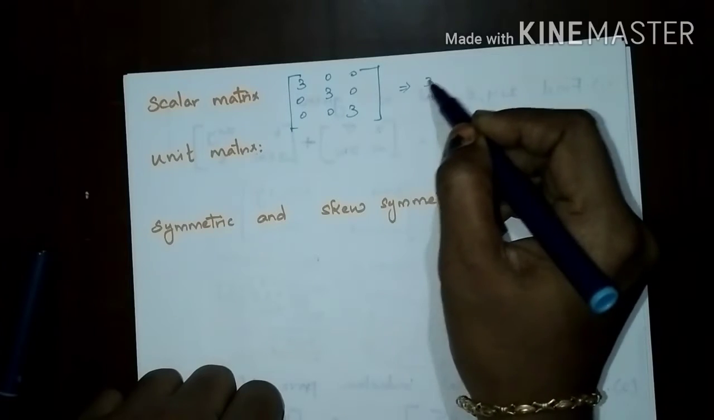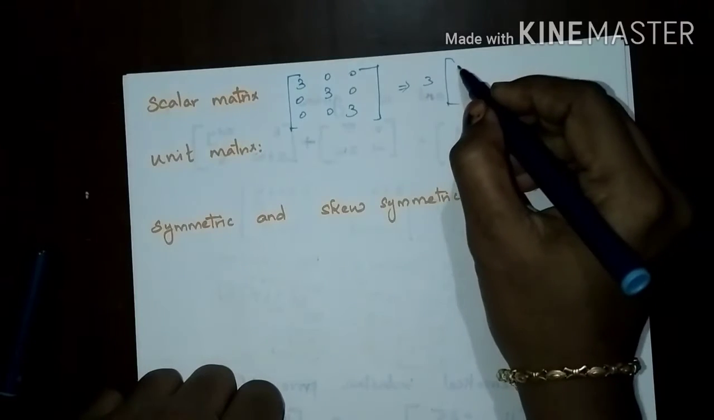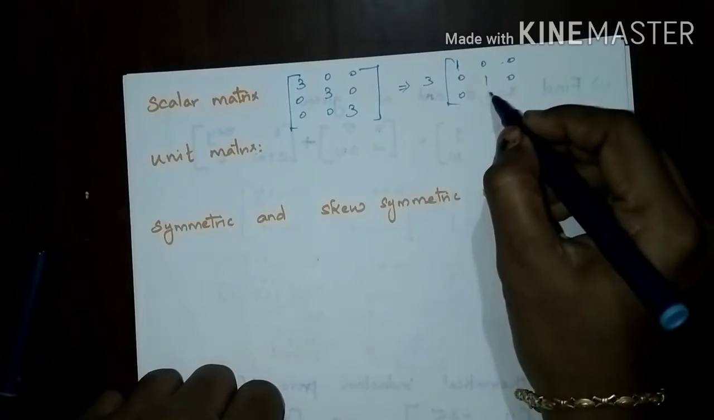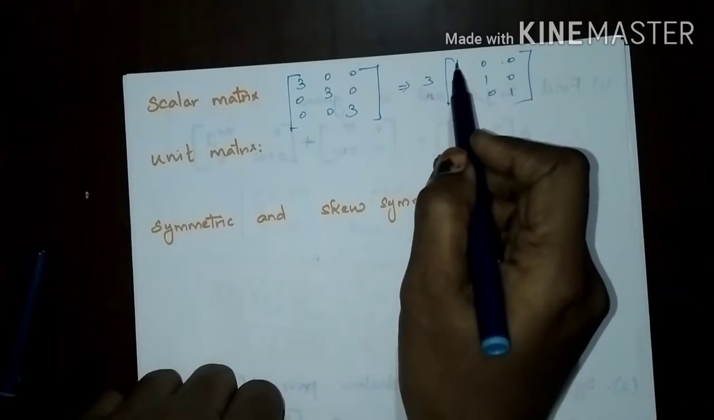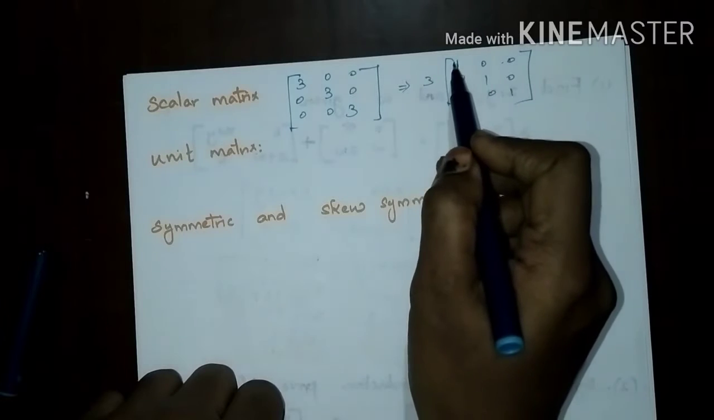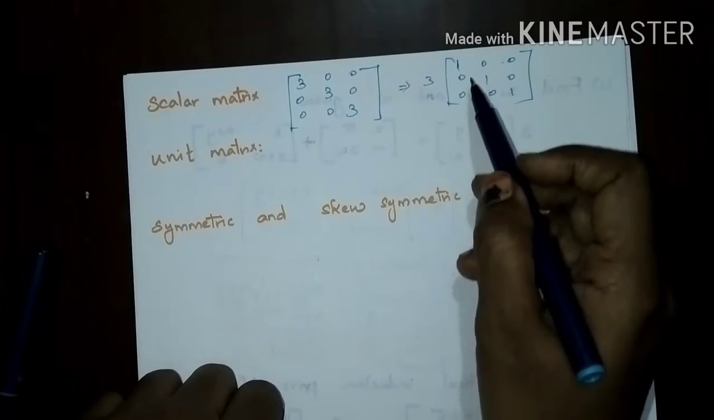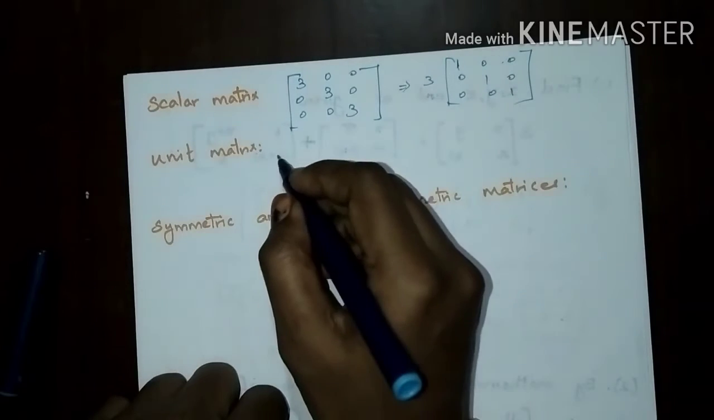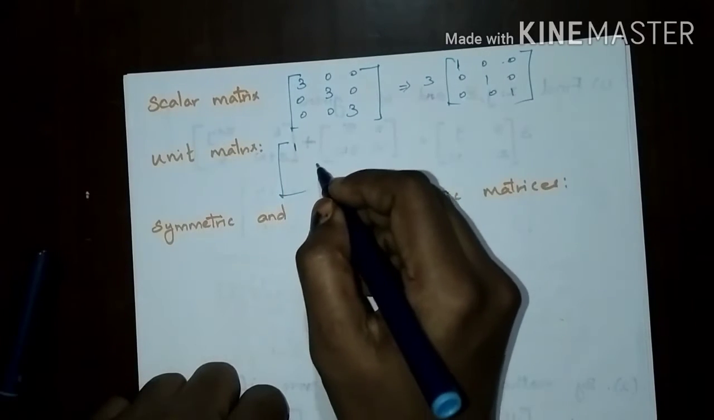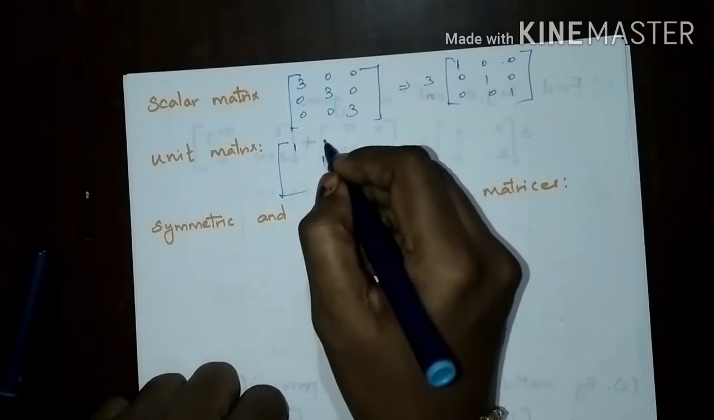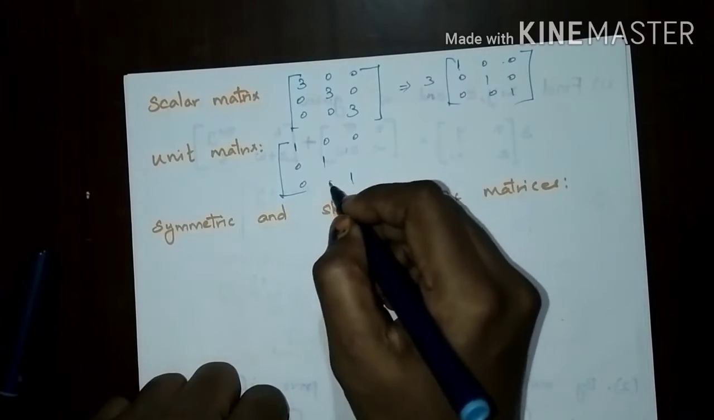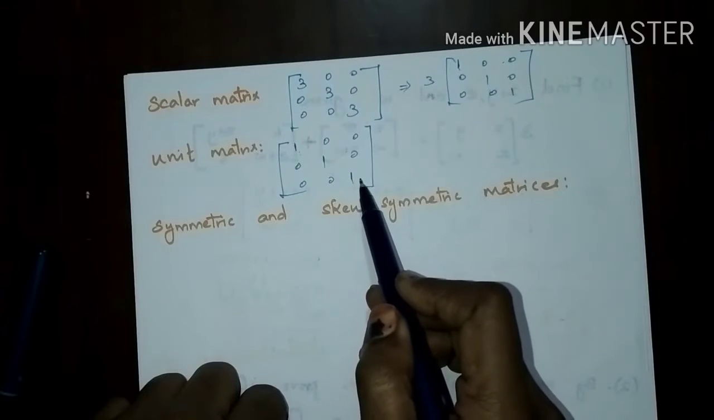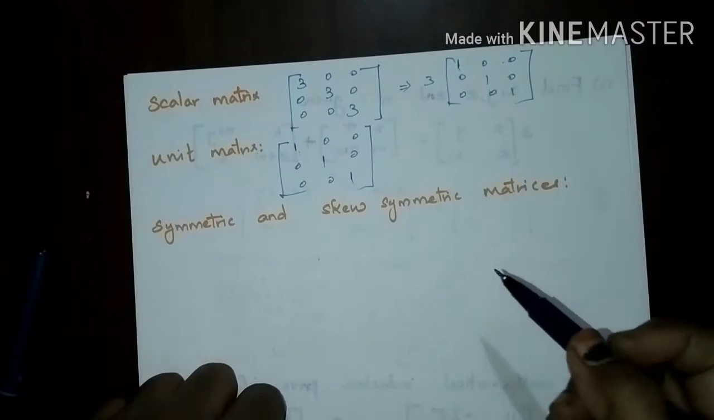And if we take this further, we get the unit matrix. 1, 0, 0, 1. This is termed a unit matrix when it has 1 in the principal leading diagonal elements and other elements are 0. The unit matrix is represented like this, with 1 in the principal leading diagonal and other elements 0.